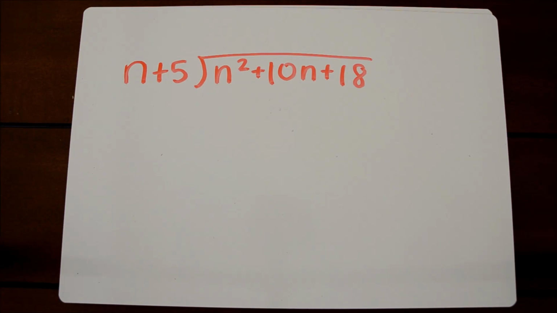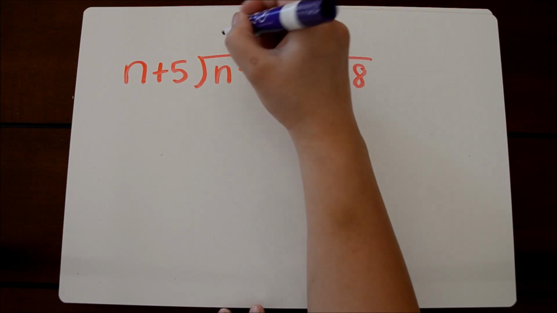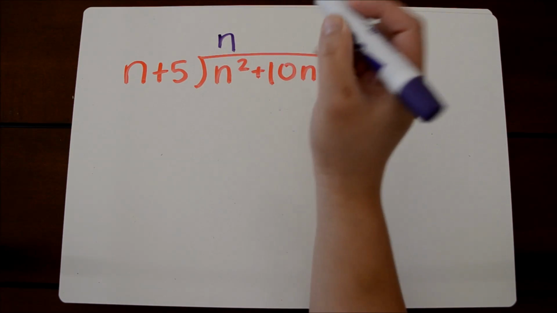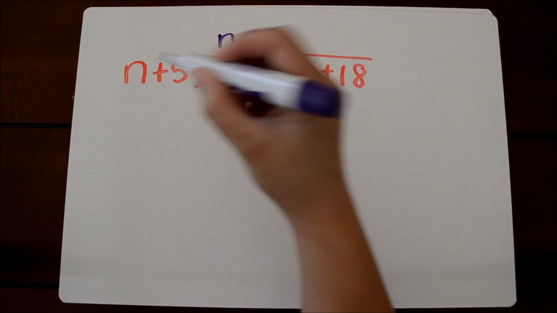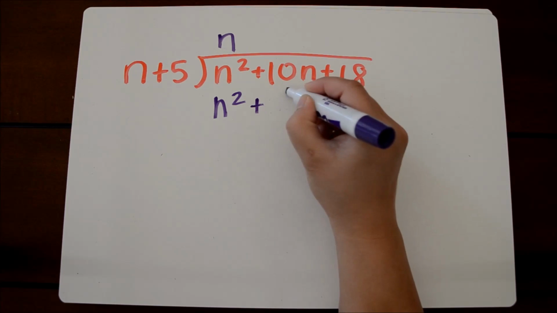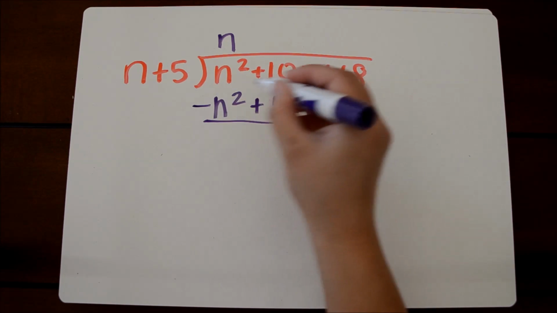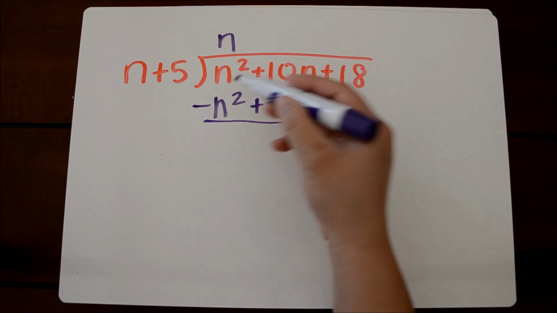Here we have a trinomial being divided by n plus 5. What you're going to ask yourself is what times n will give you n squared, which we know is n. So now we're going to multiply: n times n is n squared, and n times positive 5 is 5n. And we're going to subtract this, so we'll change the signs because we're subtracting the entire expression.